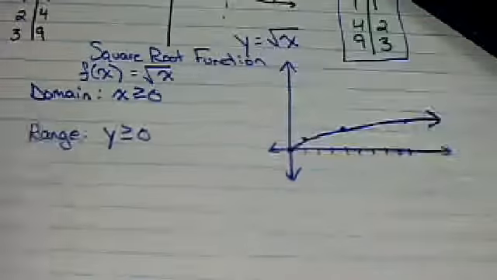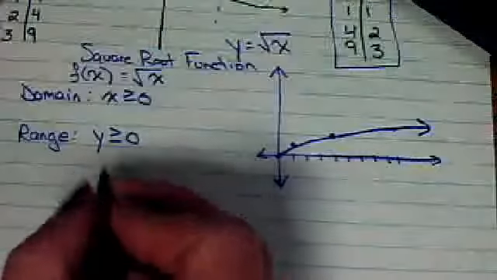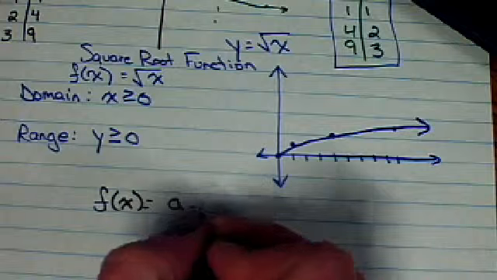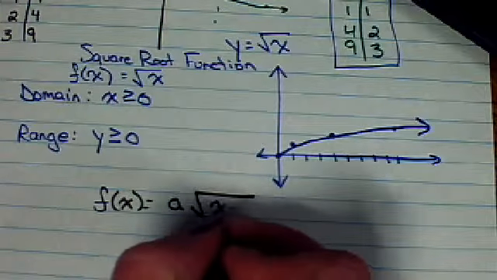Now let's think about what can happen with the square root function. Well, we could have something on the outside multiplying it.